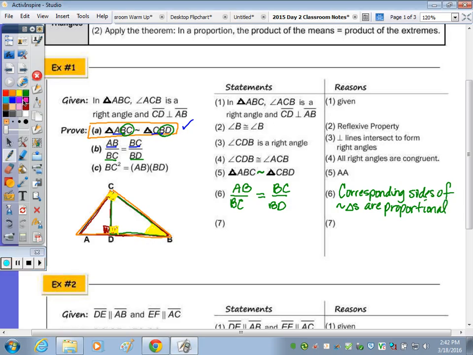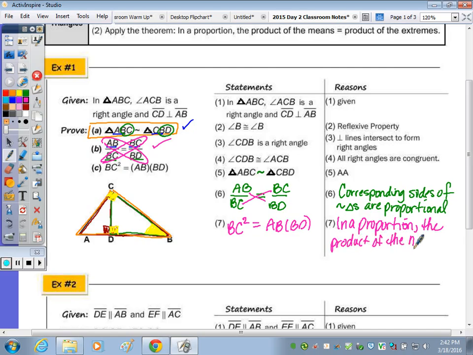So in part C, I just proved the proportion to be true. Corresponding sides are in the same ratio or proportional. Now I have to prove that BC squared, which means BC times BC, is equal to AB times BD. That's true because in a proportion, how many of you actually remember this from middle school? The product of the means is equal to the product of the extremes. So BC squared, which means BC times BC, is equal to AB times BD, because in a proportion, the product of the means equals the product of the extremes.